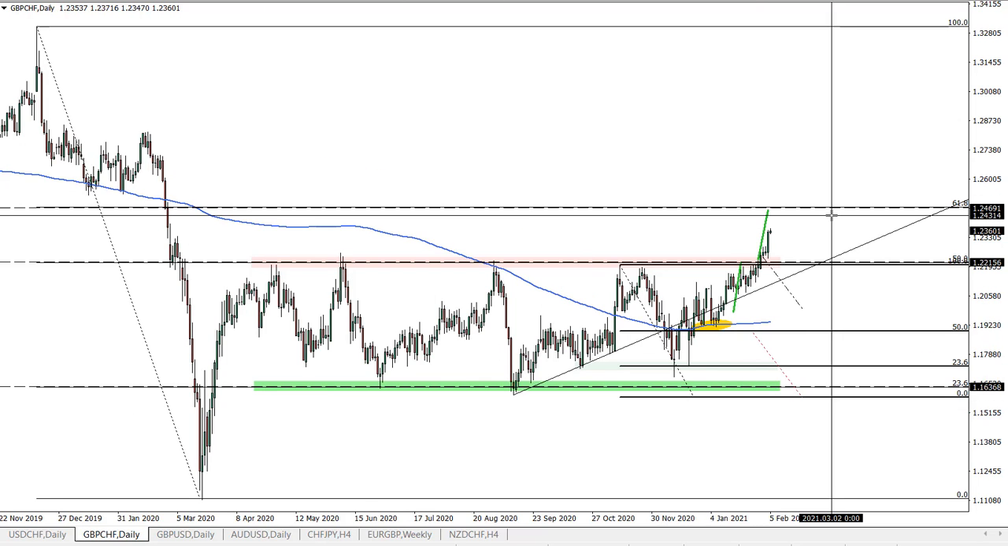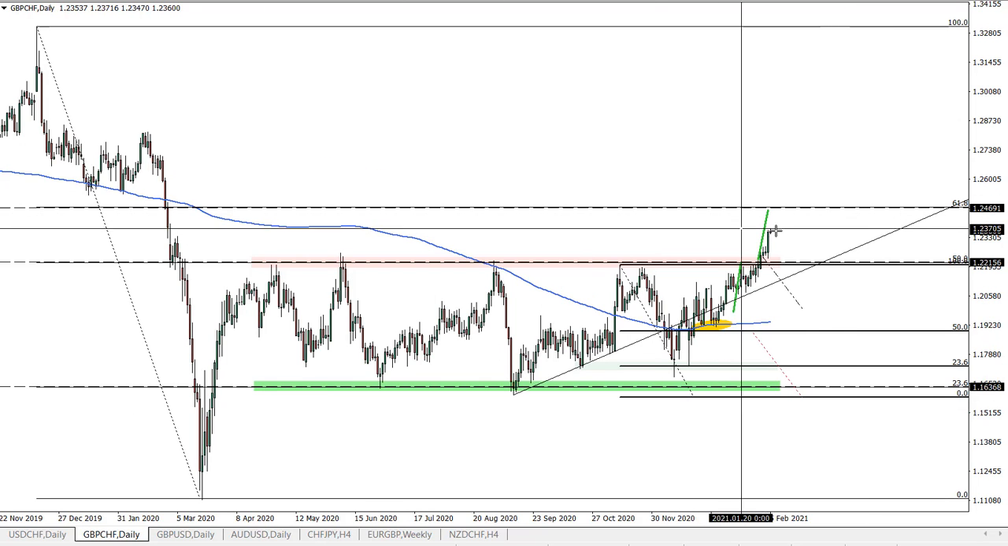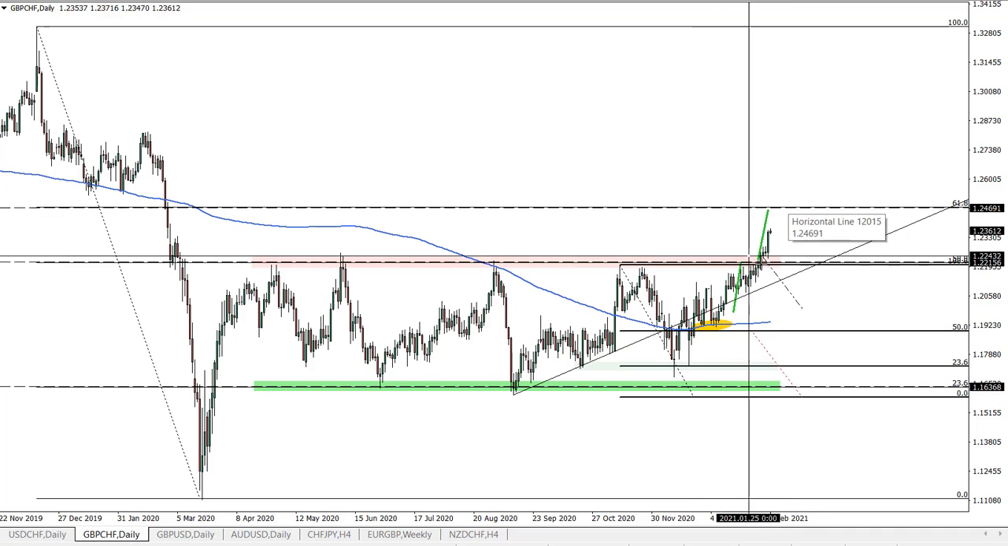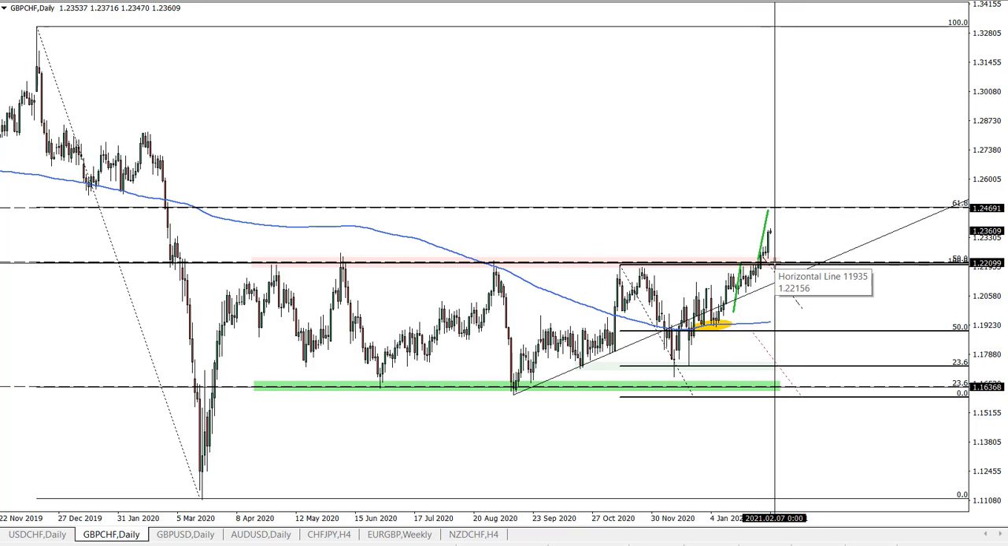The pound Swiss franc continues to rise, and we are still expecting this resistance at 124.70 to be tested because of the break above the key psychological level at 122.00.